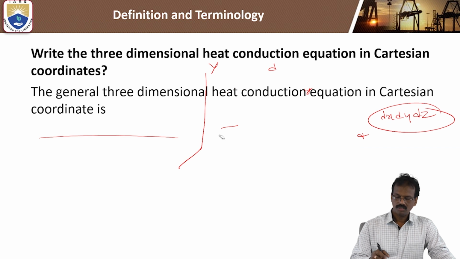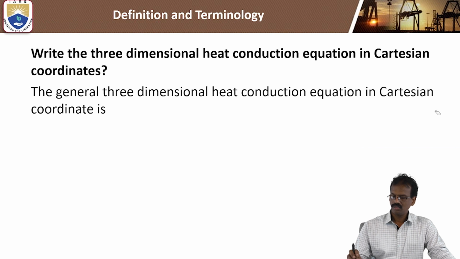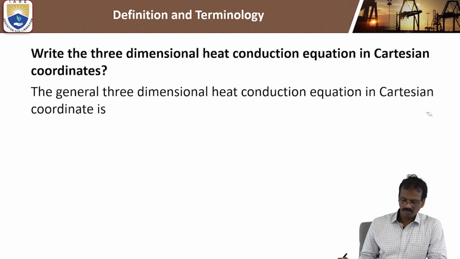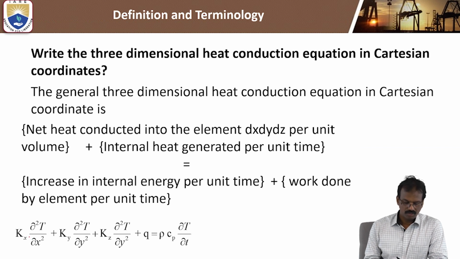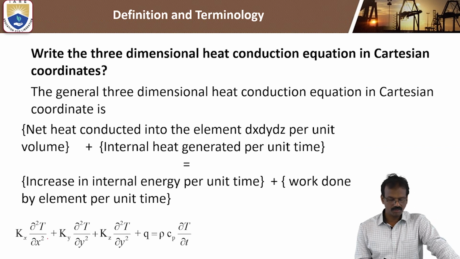So that is the d square T by dx square plus d square T by dy square plus d square T by dz square plus q by k is equal to rho Cp by k into dT by dt. Okay, so that is the formula you can see here. So kx into dou square T by dou x square, ky into dou square T by dou y square, kz into dou square T by dou z square, plus q, the heat flux, is equal to rho Cp into dou T by dou small t. If it is in steady state, it will be 0.